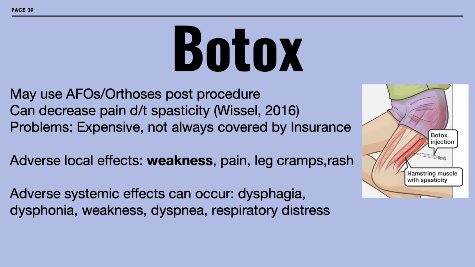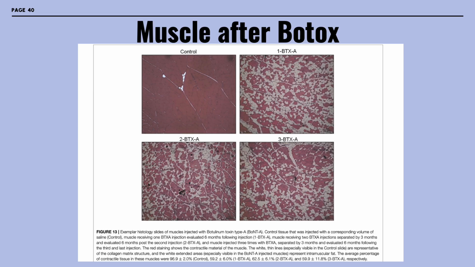So after Botox, you can use AFOs or orthoses post-procedure to further improve gait. It can also decrease pain due to spasticity. So Botox can be a pain reliever as well. Problems include that it is expensive, not always covered by insurance, and some adverse local effects can include weakness, pain, leg cramps, and rash. And very occasionally, in those that are really getting recurrent doses of Botox, there can be systemic effects documented, such as dysphagia, dysphonia, dyspnea, respiratory distress.